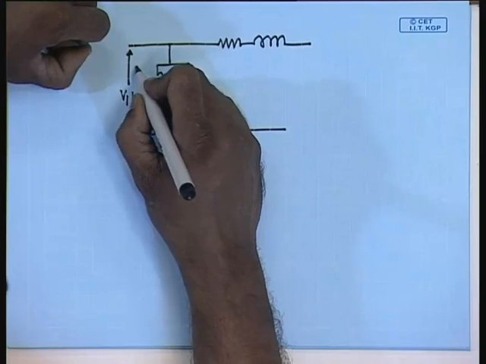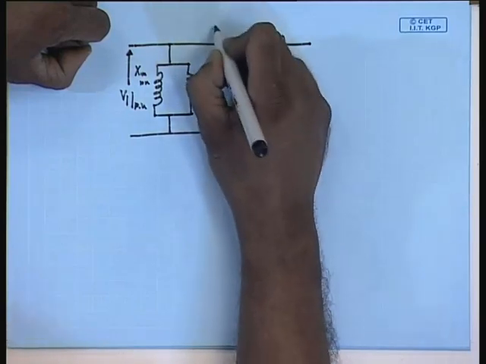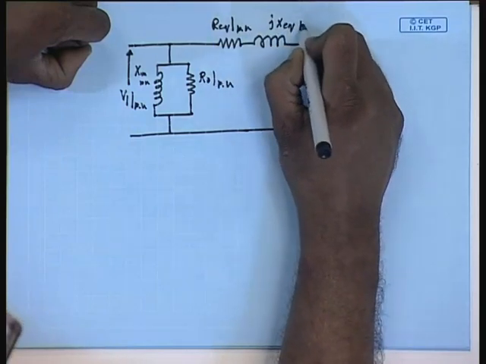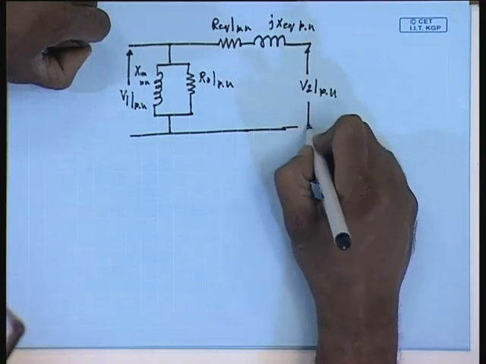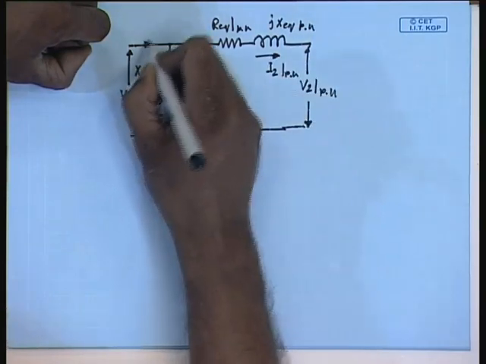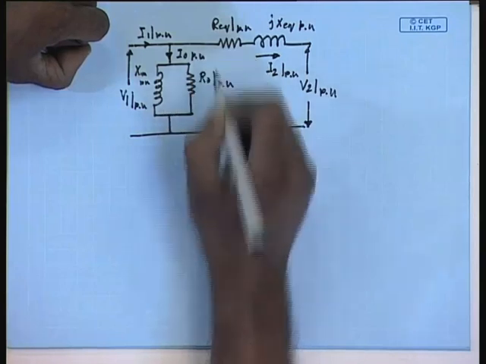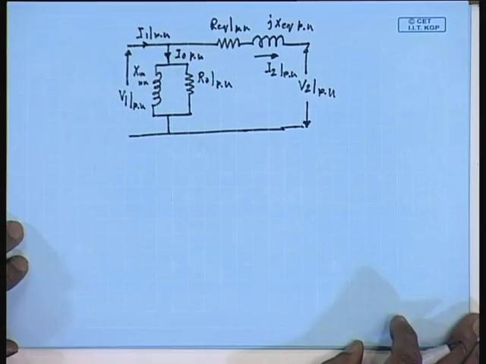Therefore, the complete equivalent circuit in per unit of this transformer will be this. This is XM PU, this is R0 PU, this is Req PU, this is jXeq PU. Here you will get V2 in per unit, here you will get I2 in per unit, here you will get I1 in per unit, this is I0 in per unit.